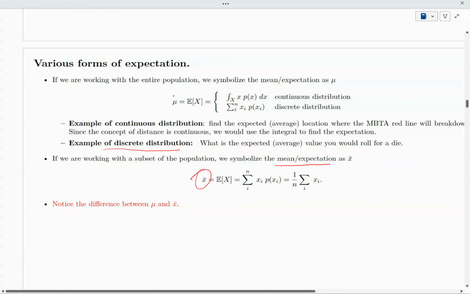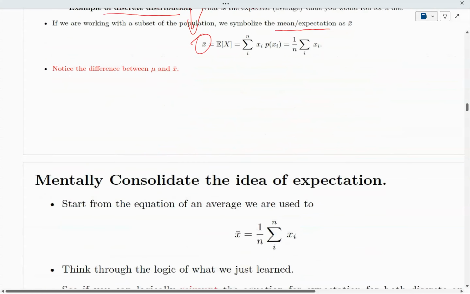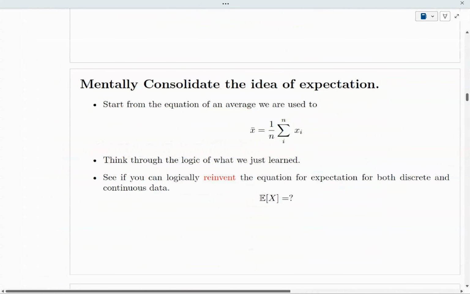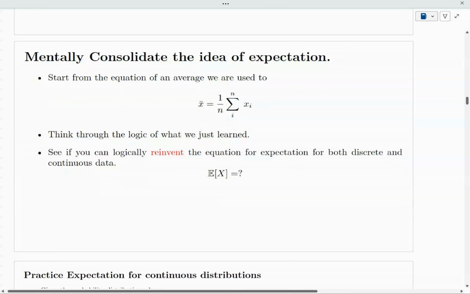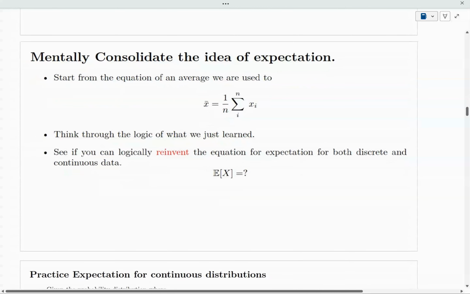That way you can distinguish mu and x bar, whether we're talking about the total population or a subset of the population. All right, now you want to pause the video and see if you can mentally consolidate the idea of expectation. So, see if you can go from this equation, think through everything we talked about, and see if you can arrive at the probabilistic perspective of expectation. Okay, pause the video. We're going to go on.